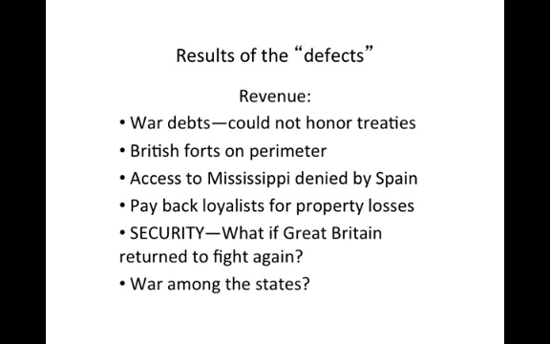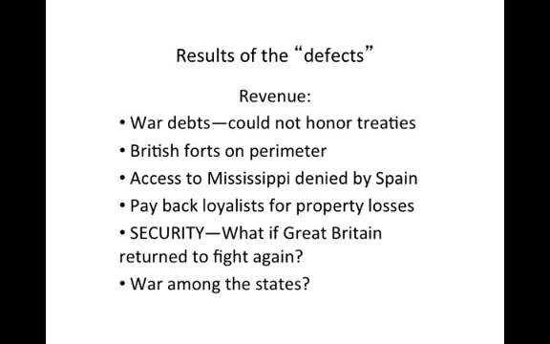Access to the Mississippi was denied to the United States by Spain, which held that property at the time. The United States promised to pay back loyalists, many of whom had gone back to Great Britain after the war, for the property losses that many of those people had incurred at the outset of the revolution, and those debts were not paid off, which again was one of the reasons why the British left the troops in the forts.